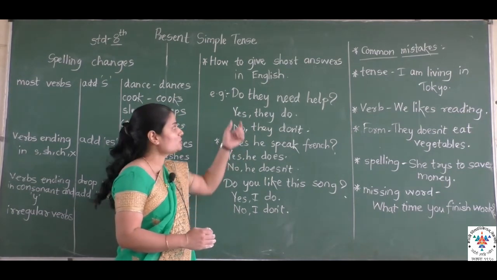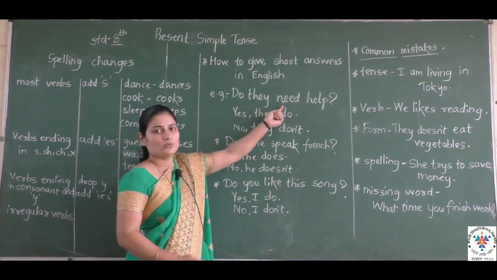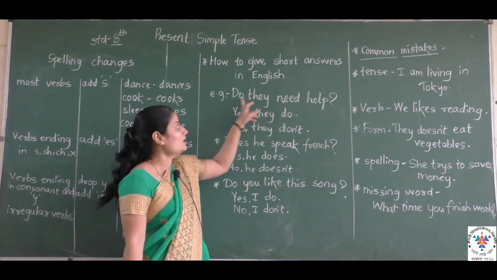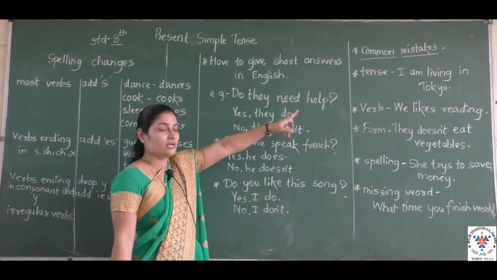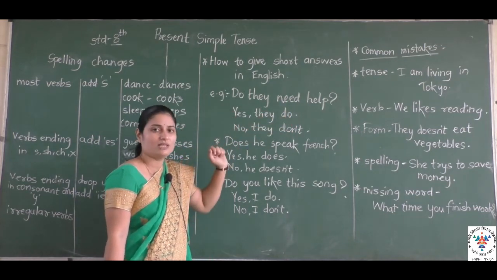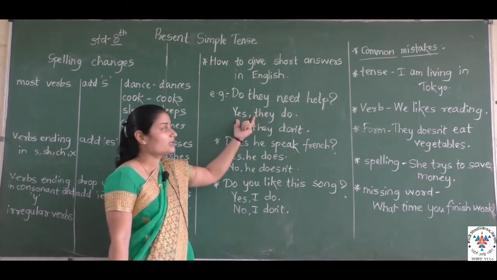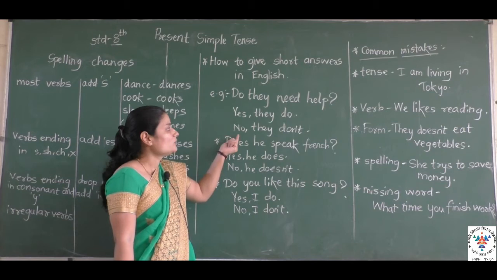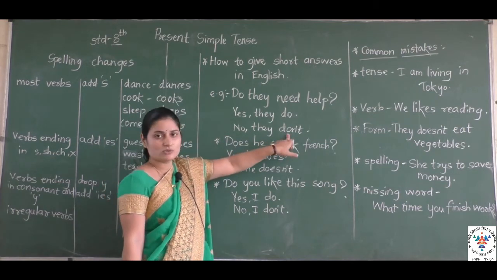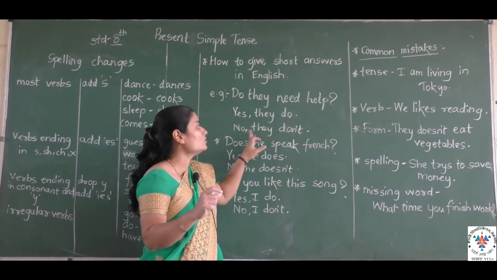To form a question, you should take the helping verb first, then the subject, and then the verb, and then the object. Do they need help? The answer is yes, they do. This is the short form or short answer. Yes, they do. No, they don't. Here the contraction, the shortened form of do not, is used. Or, no, they do not.